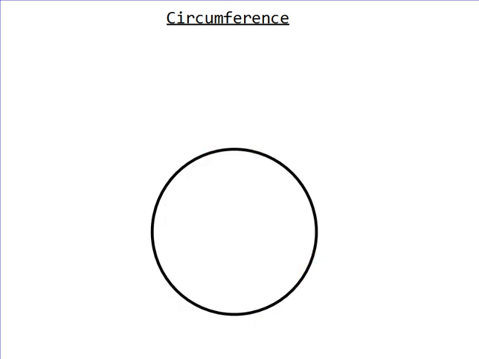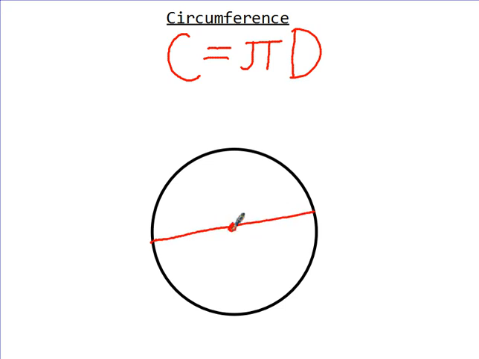Now our formula for the circumference of a circle, so we're going to call the circumference C, and that is equal to pi, which you'll find on your calculator, times the diameter of the circle. Now remember, the diameter is the distance across the circle that passes through the middle. Okay, so that's our first formula.